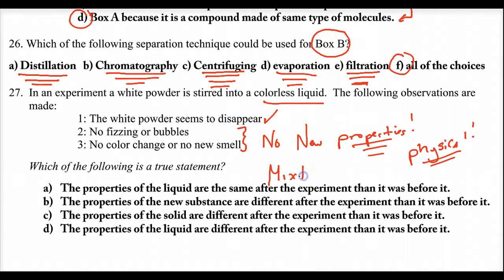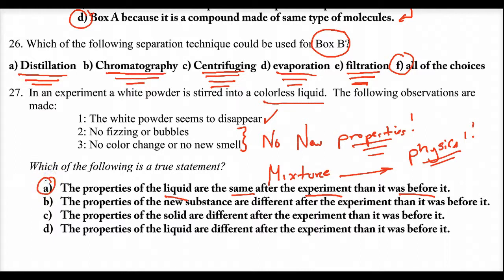Mixtures are made physically and broken down. And what do we know about a mixture? The components of a mixture retain their own individual properties. So the properties of the liquid are the same after the experiment as they were before it. They didn't change. Why? Because in a mixture, you keep your same properties. And that's why 27 is A.